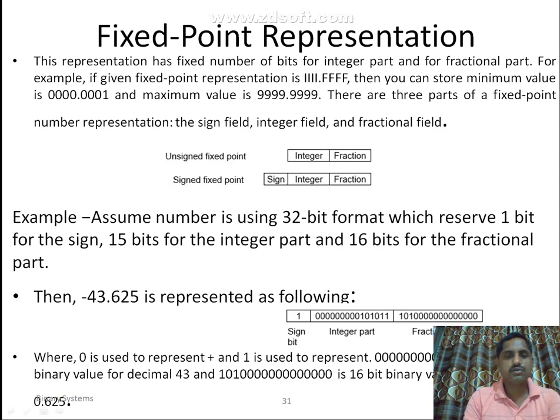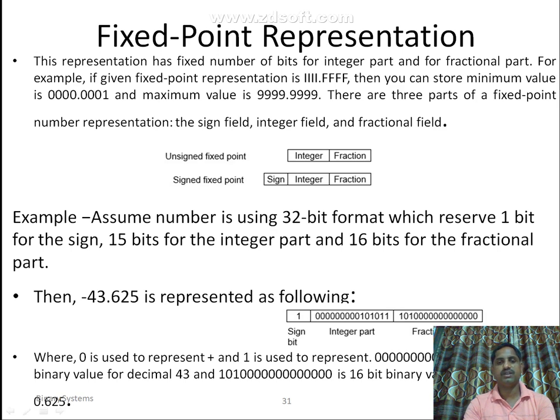Okay, see here, two types. Unsigned fixed point, where you assign integer and fractional parts, and signed fixed point, where you assign sign, integer and fraction. Okay, assume a number using a 32-bit format which reserves 1 bit for the sign, 15 bits for the integer part and 16 bits for the fractional part. Okay, see, then minus 43.625 is represented likewise.